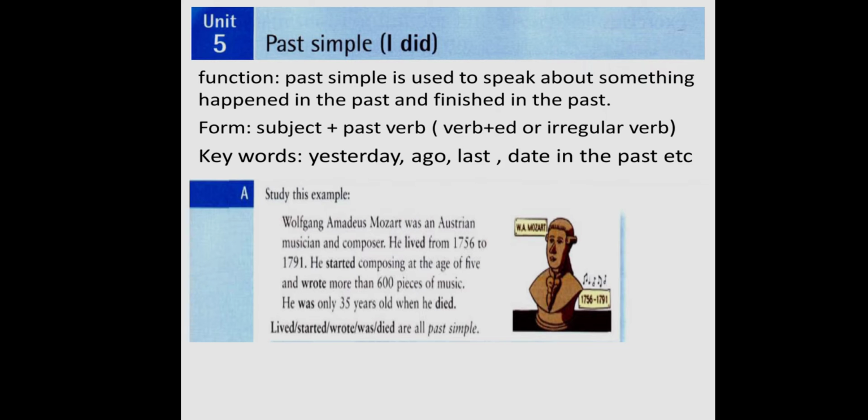The form of the tense is like this: subject plus a verb in the past form. A verb in the past form, if it is a regular verb, ends with ed or d, or ied. I played, he played, she played, it played, they played, you played. Here the verb ends with ed. I hoped, he hoped, she hoped, they hoped. The verb here ended with d.